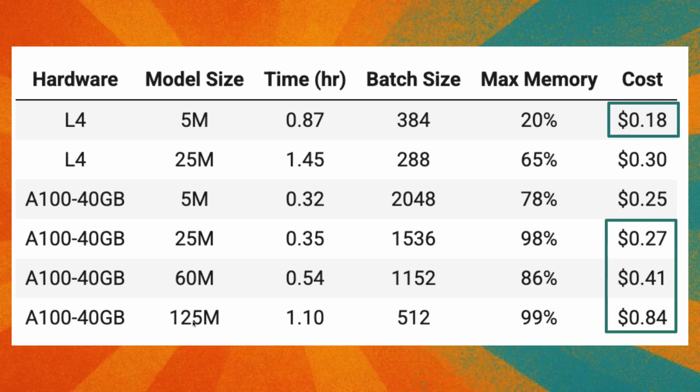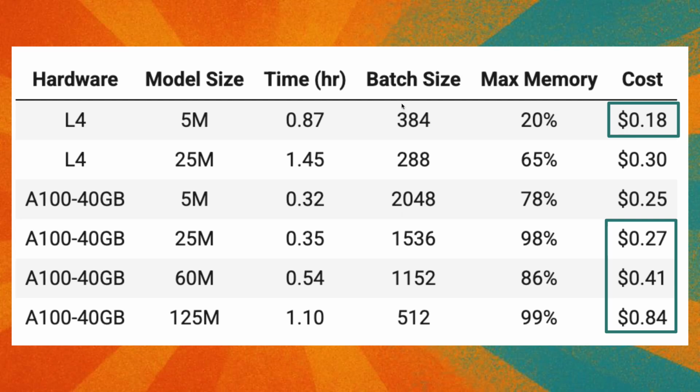Then for 60 million and 125 million, I only tried that on the A100 because I was noticing that the batch size, the memory, was already kind of maxing out. So for the 60 million parameter model, one epoch costs 40 cents. And for the 125 million model, a single epoch costs 84 cents. And I'll probably have to reduce the batch size because I don't want to flirt with out of memory, and it was using 99%. So this gives me a rough estimate.